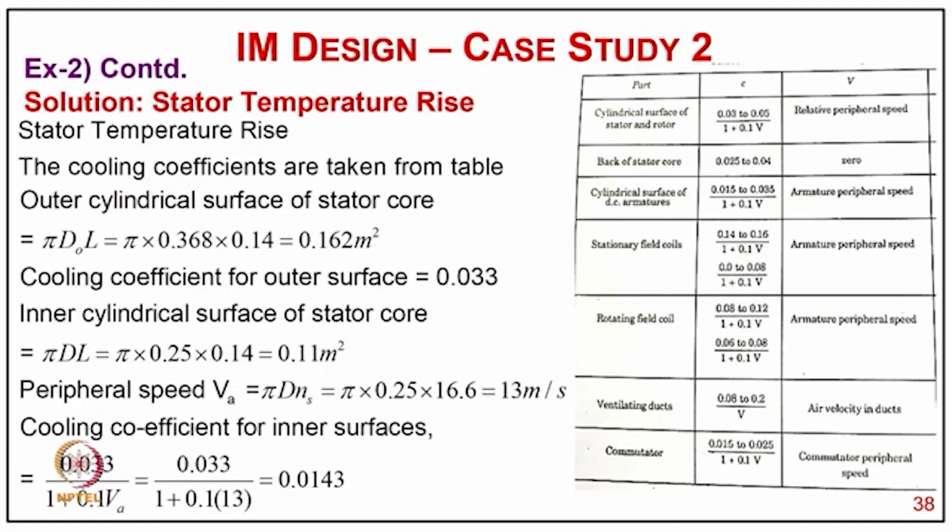The outer cylindrical surface of stator core, that is pi D0 L equal to, putting value it comes 0.162 meter square, and cooling coefficient for outer surface is 0.033. So inner cylindrical surface of stator core pi D L, and value now comes, after putting the value, 0.11 meter square, and peripheral speed Va equal to pi D ns, so it comes 13 meter per second, and cooling coefficient for inner surface is equal to 0.033 divided by 1 plus 0.1 Va, so putting value it comes 0.0143.